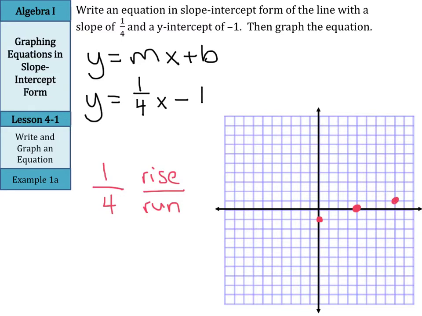Now, if we want to go the other way and see what's going on on this side, we have to do the opposite of going up 1 and right 4. We'd have to go down 1 and left 4. In other words, starting at the y-intercept again, down 1 and left 1, 2, 3, 4. And again, down 1, left 1, 2, 3, 4.